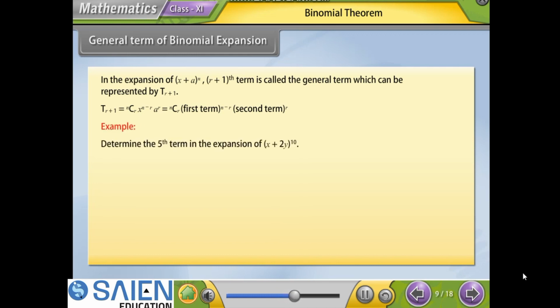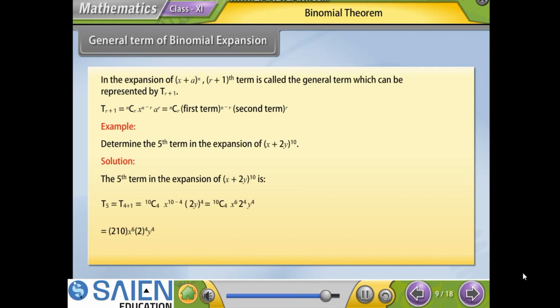Example. Determine the fifth term in the expansion of x plus 2y raised to power 10. Solution. The fifth term in the expansion of x plus 2y raised to power 10 is given below. Three 360 into x raised to power 6 into y raised to power 4.